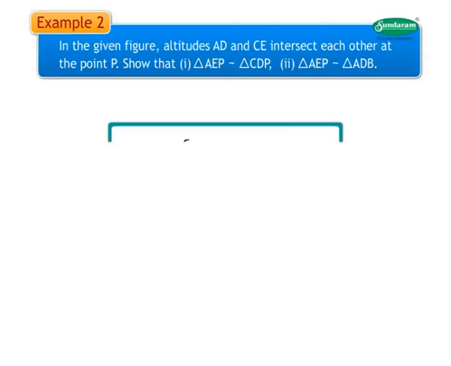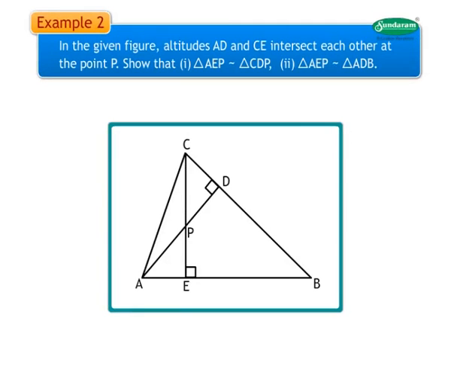Example 2. In the given figure, altitudes AD and CE intersect each other at the point P. Show that number 1, triangle AEP is similar to triangle CDP. Number 2, triangle AEP is similar to triangle ADB.